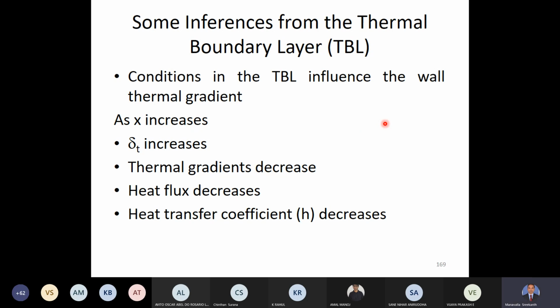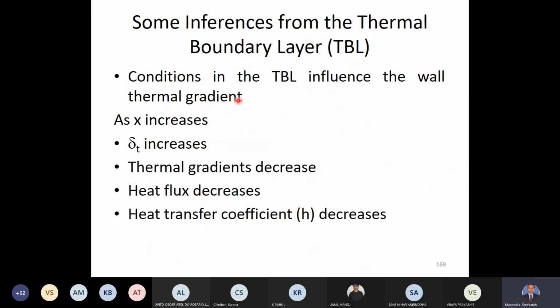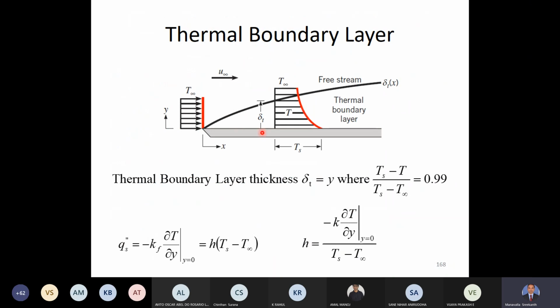So we have some inferences from the thermal boundary layer. Conditions in the thermal boundary layer, TBL being the short form of thermal boundary layer, influence the wall thermal gradient. Okay, so whatever happens in this thermal boundary layer is influencing the thermal gradient at the wall. Now, just one important point: we are talking here about the thermal boundary layer. It is basically a thickness in the y direction.